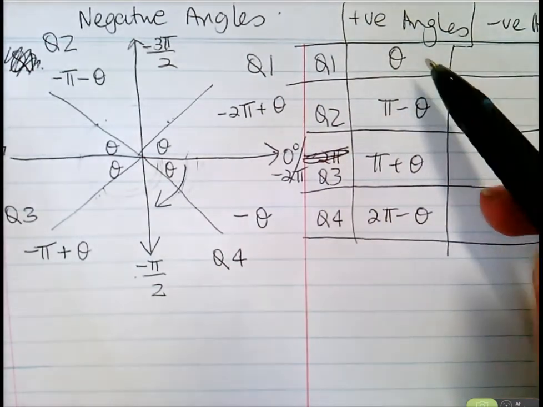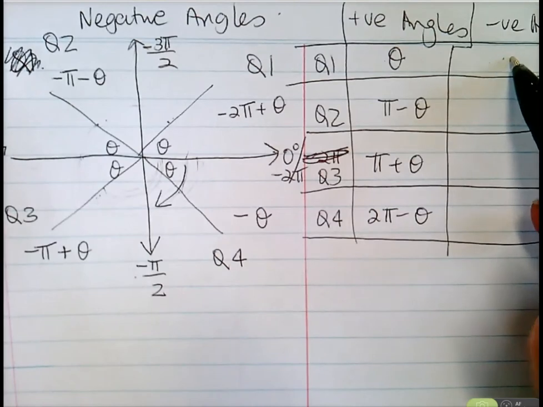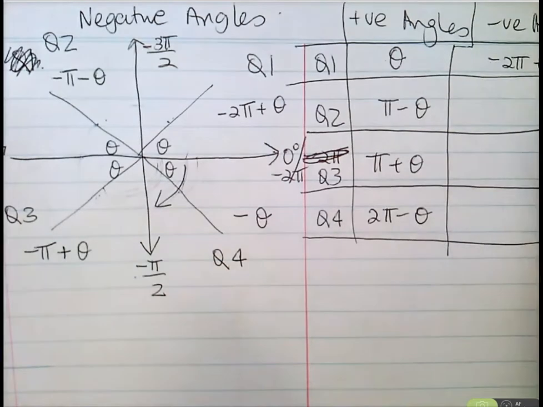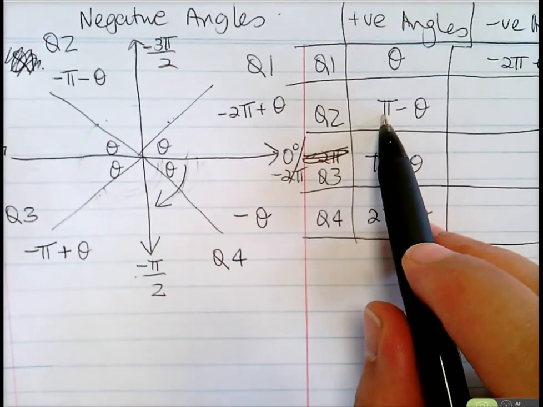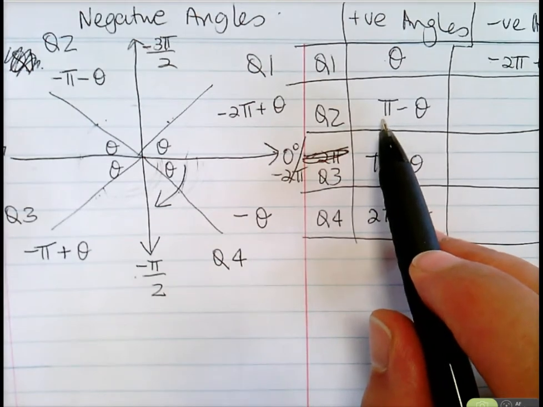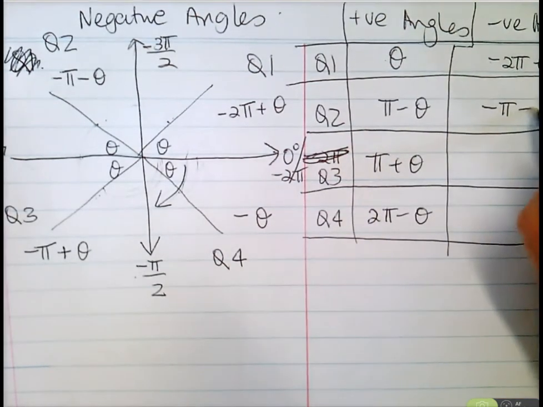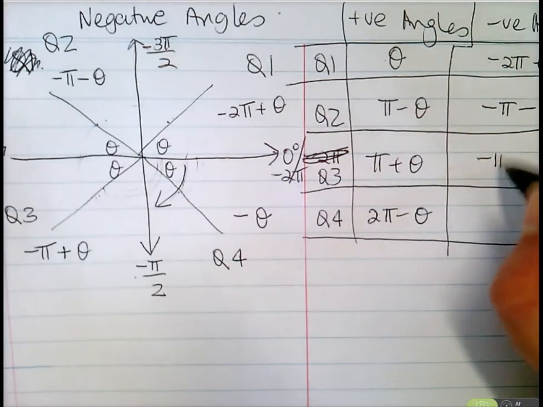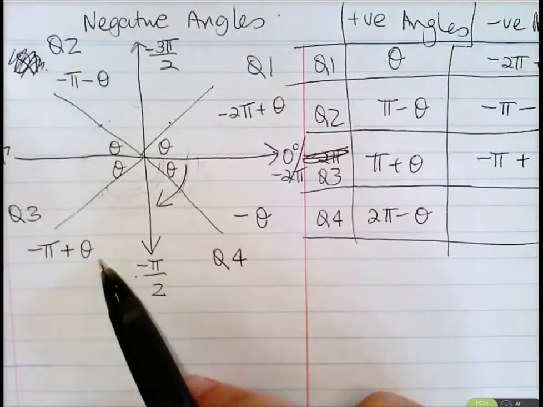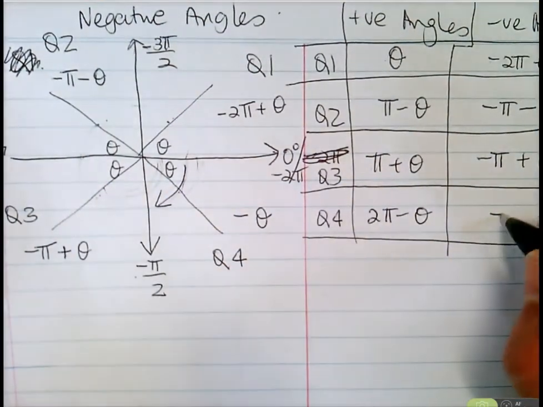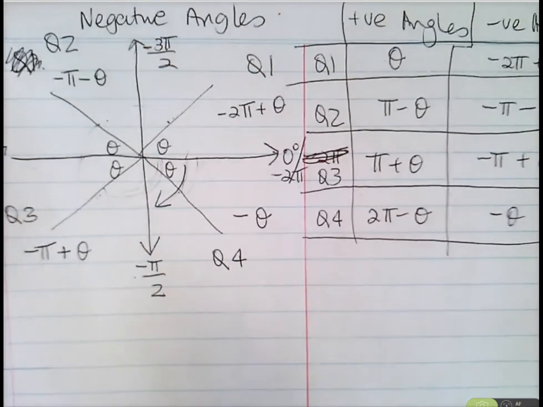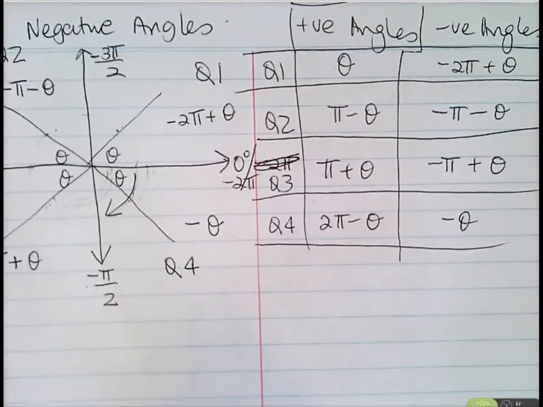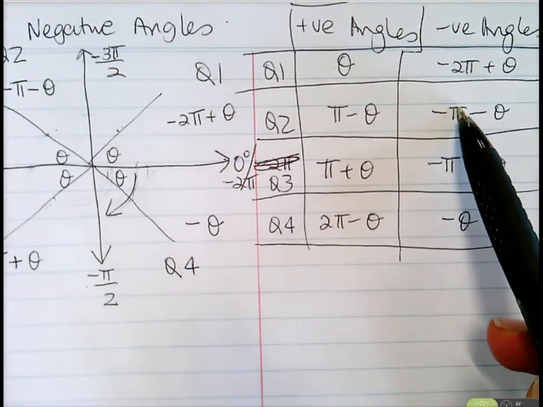Alright, subtract 2 pi from each of those. What do you get here? Theta minus 2 pi, or minus 2 pi plus theta. Take away 2 pi from this. What do you get? Pi minus 2 pi is minus pi. Take away 2 pi from this. See? Take away pi from this. So the difference between the positive and the negative angles is a minus 2 pi. So if you know these, you're just taking 2 pi away from them.